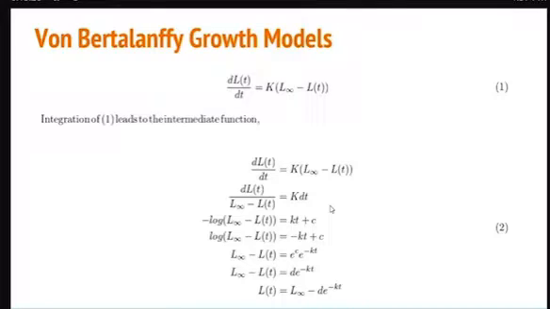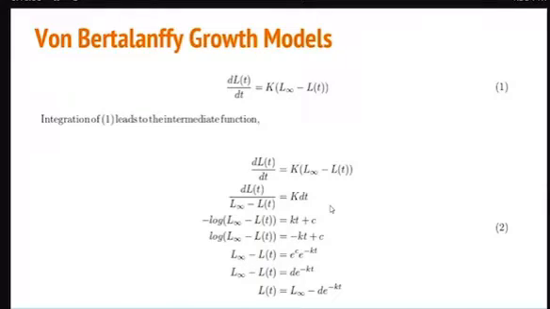Now, dL/dt equals K times L infinity minus L of t. This is a differential equation. To solve it, I'm going to use the method of separating variables. So I divide by L infinity minus L of t, which is equal to K dt. Since I've been able to separate that, I'm going to put an integral on both sides.